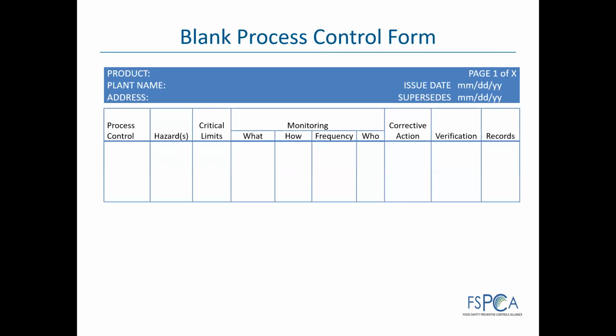This is a blank process control form designed by a model. If you are working in a company as a quality assurance person, a line person, or a manager, a control person, at the beginning you're going to put the product, plant name, address, the issuing date, and the schedules right there.